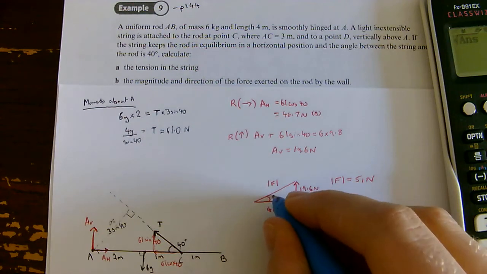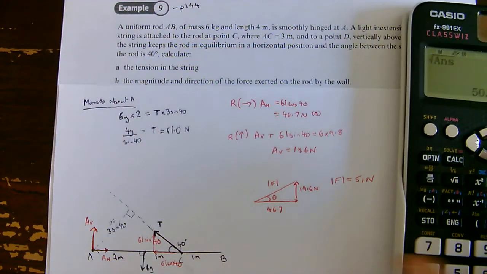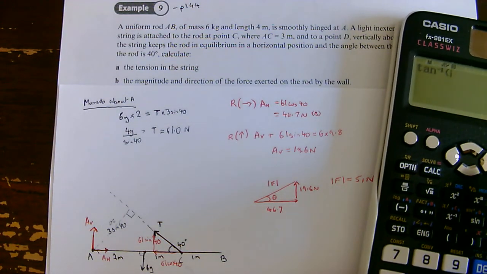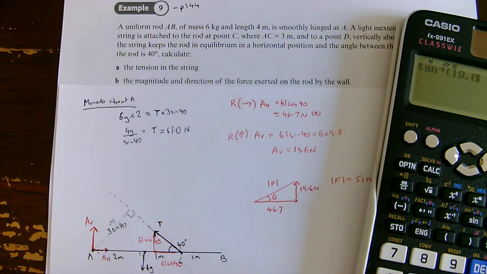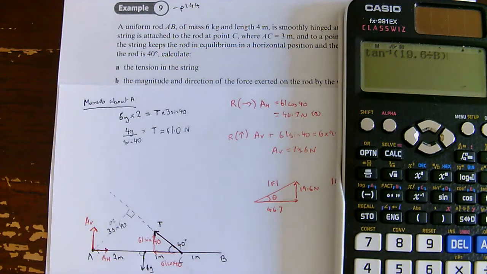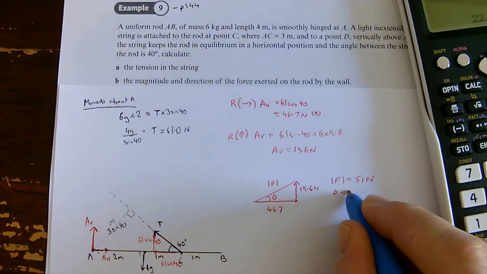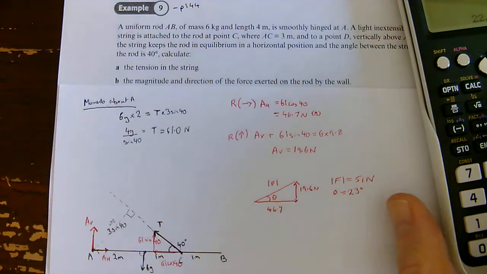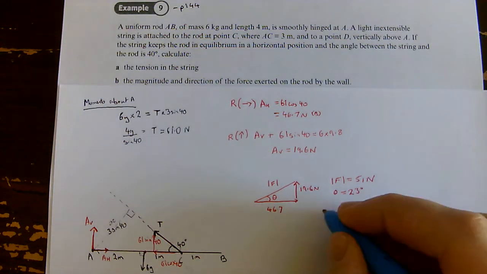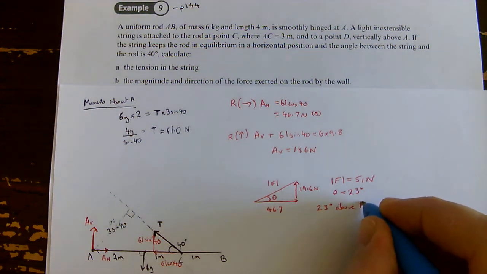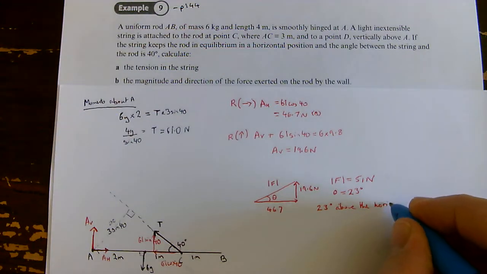The direction of the force, theta, is going to be inverse tan of 19.6 divided by 46.7, just so that we can see it on the calculator, which is 22.8 or 23 degrees. And we need to be really clear with the examiner to say 23 degrees above the horizontal, and away from the wall.